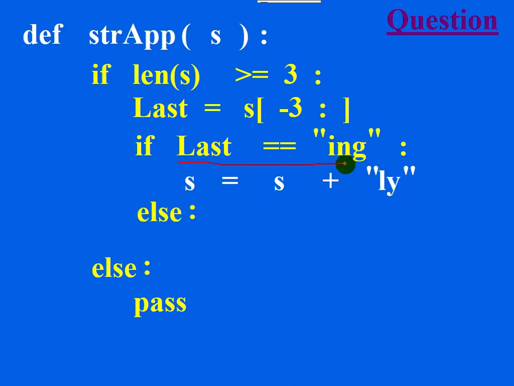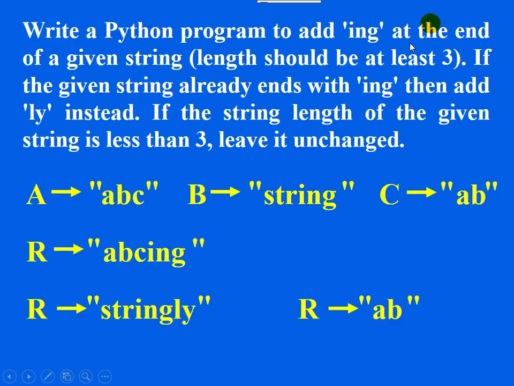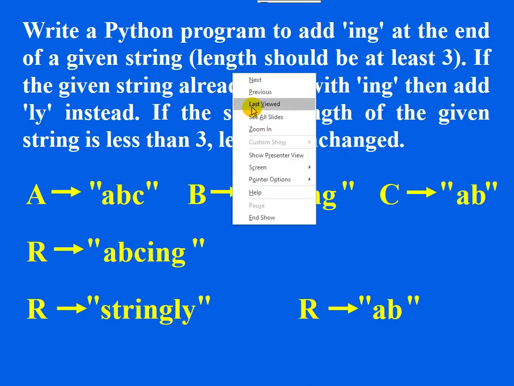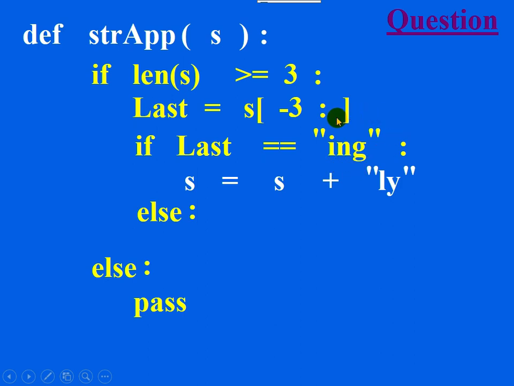Otherwise, if the last 3 characters are not ing, if the string does not end with ing, in the else part, what should I do? When you read the question, you can see, write a Python program to add ing at the end of the given string. So if the given string does not end with ing, what I need to do is add ing to the given string. Okay, so to the given string, ing is concatenated. So now your new string is the given string followed by ing.